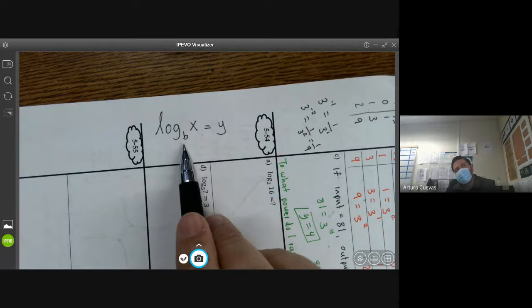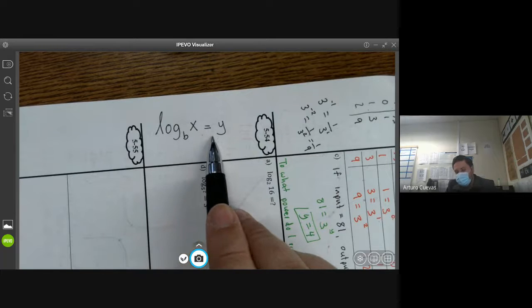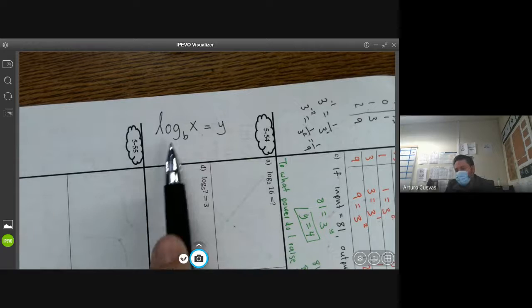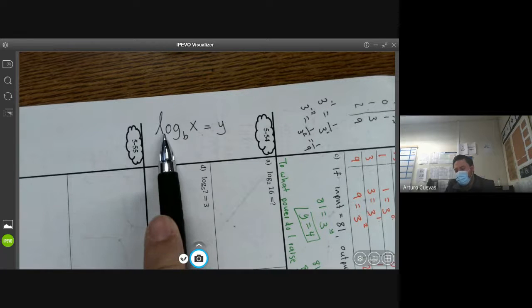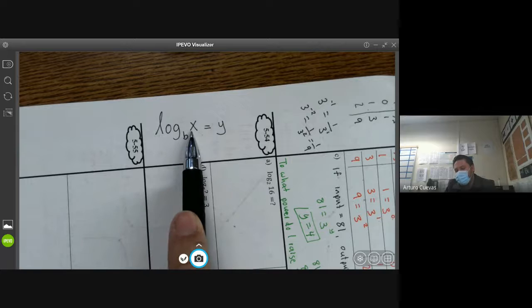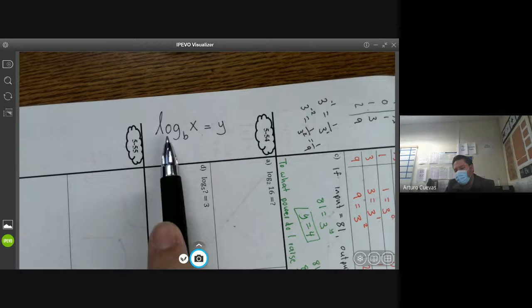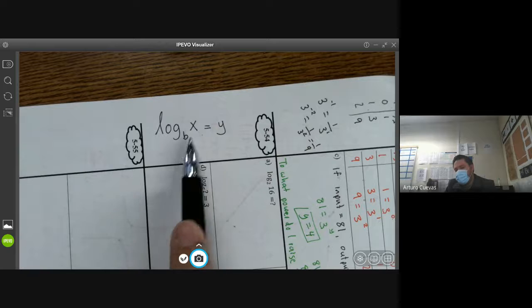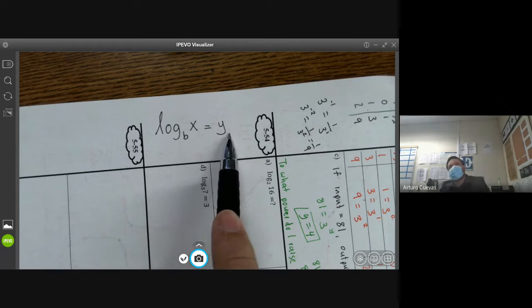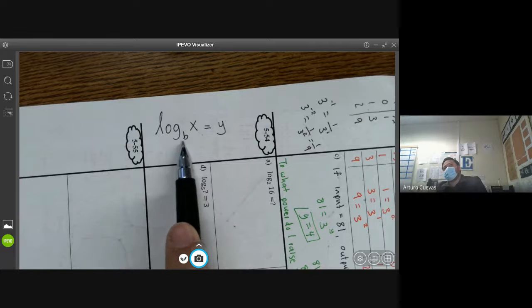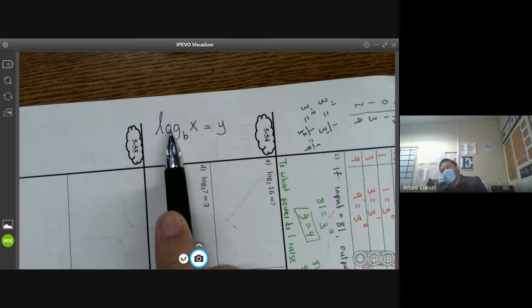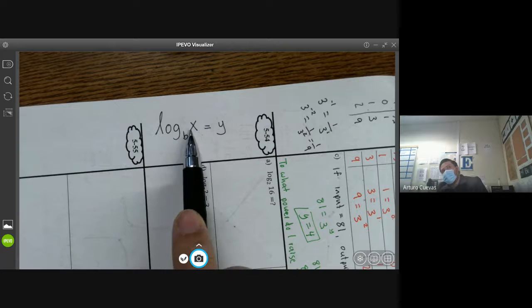Say it with me. Log base b of x equals y. Okay, let's go. Log base b of x equals y. One more time. Log base b of x equals y. If you say it like that, you're going to remember that this is the log, that b, this number, is the base. So log base b of x equals y.